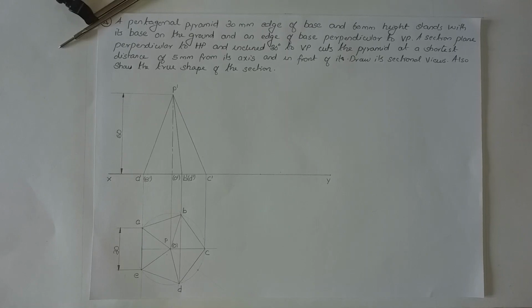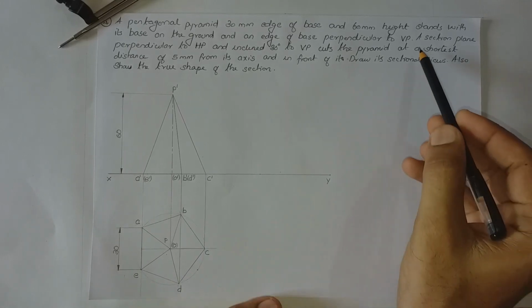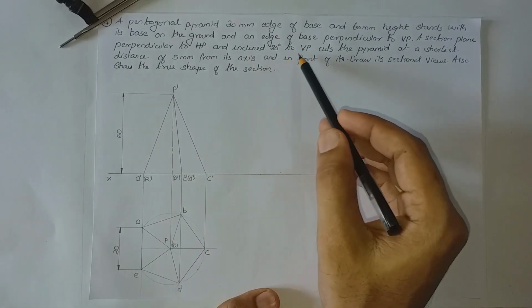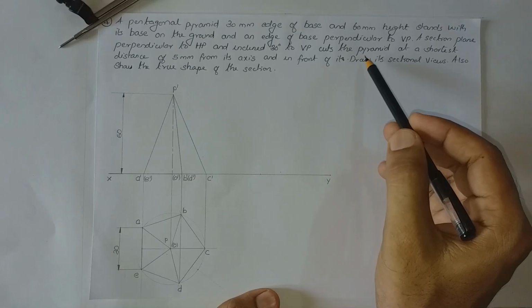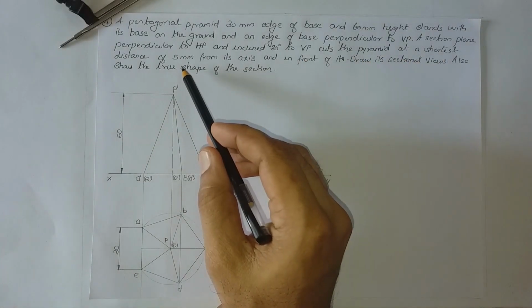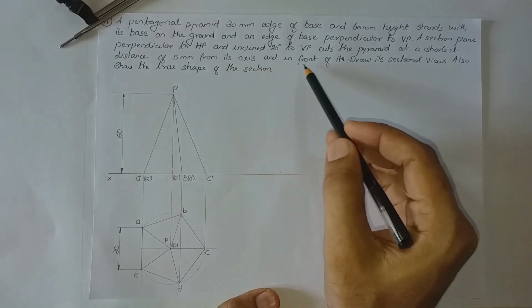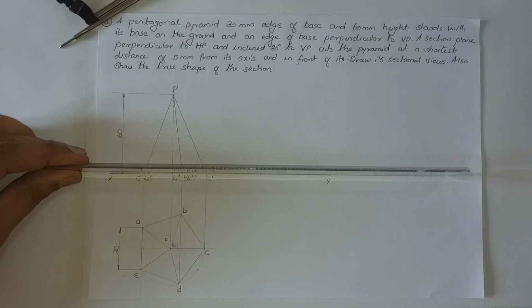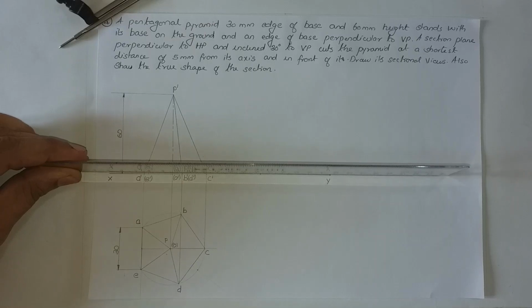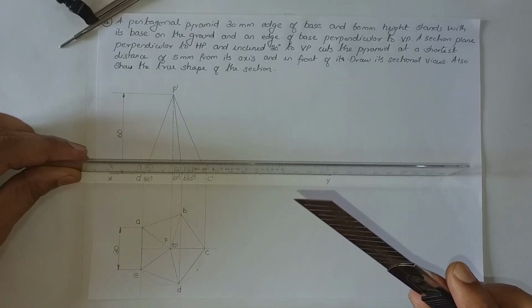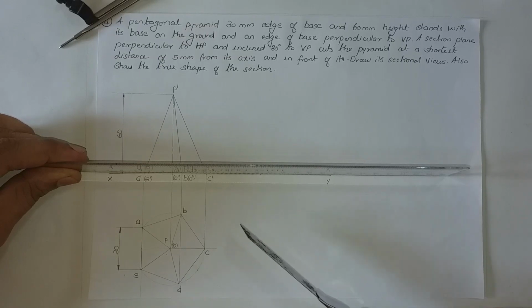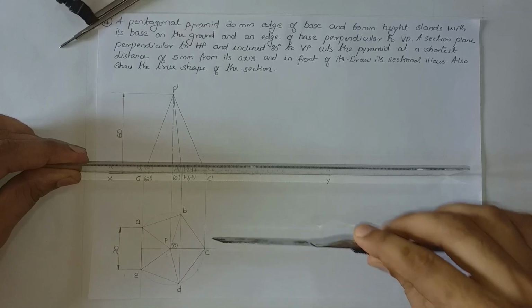So we have to locate the section plane here. Where is the section plane located? A section plane perpendicular to HP and inclined at 30 degrees to VP cuts the pyramid at a shortest distance of 5 mm from its axis and in front of it. Let us assume that this ruler is our vertical plane and this knife is our section plane. Here the section plane is perpendicular to HP. Perpendicular to HP means it will be like this, or it can be like this also.